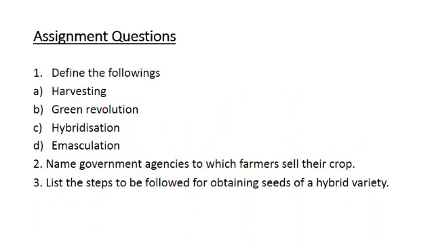Now it is assignment time. You have to write answers of these questions in your rough notebook. Question number 1. Define the following: harvesting, green revolution, hybridization, and emasculation. Question number 2. Name the government agencies to which farmers sell their crop. Question number 3. List the steps to be followed for obtaining seeds of a hybrid variety.